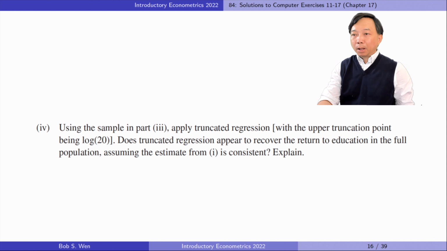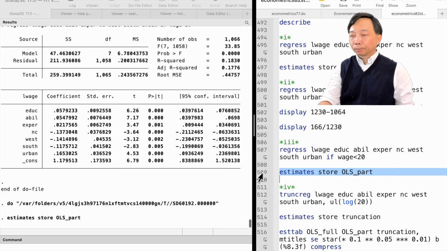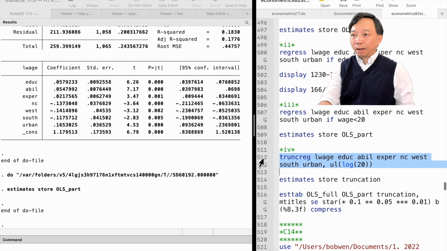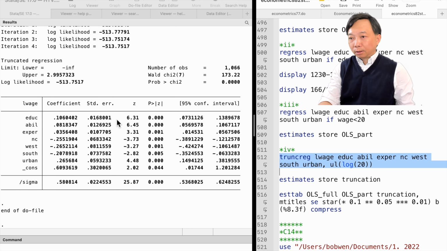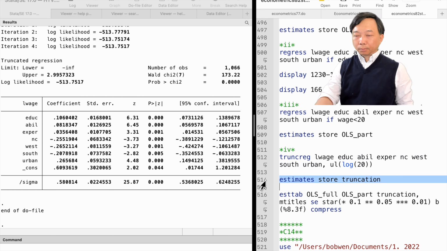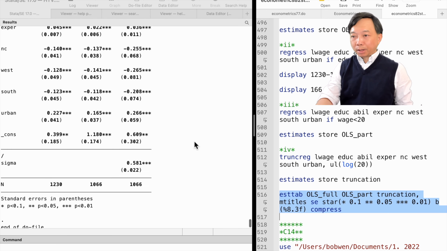In Part 4, apply truncated regression using the sample in Part 3. The truncated regression appeared to recover the return to education in the full population, assuming the estimate from Part 1 is consistent. Explain. Using the truncated sample, we estimate a truncated regression model. We use the trunreg command and the upper limit option to specify the upper truncation point. The truncated estimate for education is 0.106. It is close to the return to education in the full population, 0.104. We can see it clearly by comparing the estimates in the table.